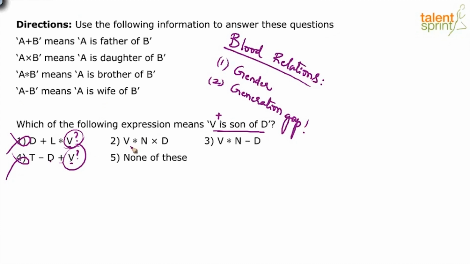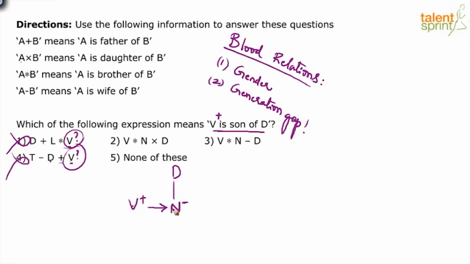Now look at option 2. Since there are only 2 relations involved, it's very easy to draw the family tree for all the options. But when we can avoid it, why not? So option 2, let's draw the family tree. What happens? V star N. Star means brother. V is the brother of N. N into D. Into means daughter. N is the daughter of D. You getting it? Into is daughter.